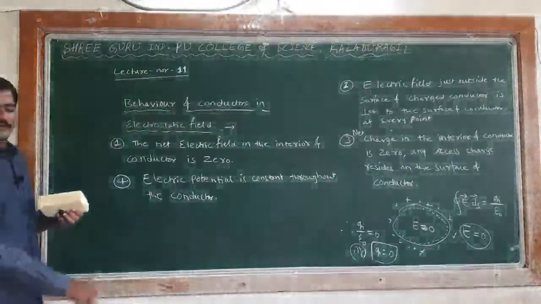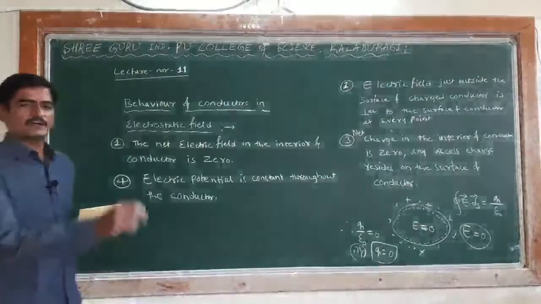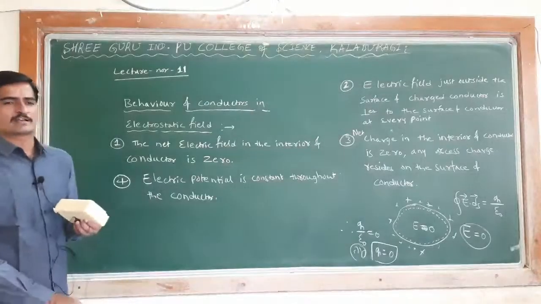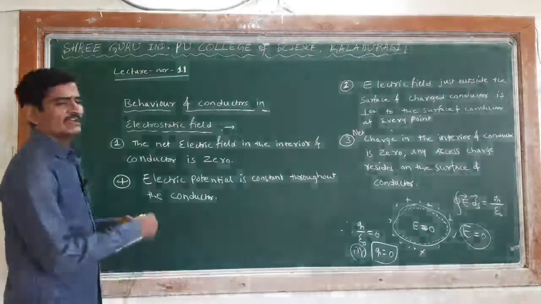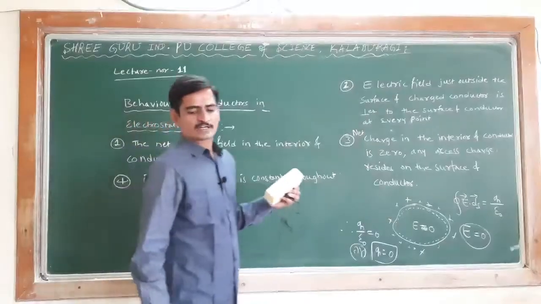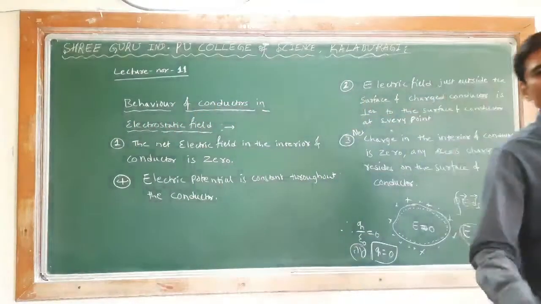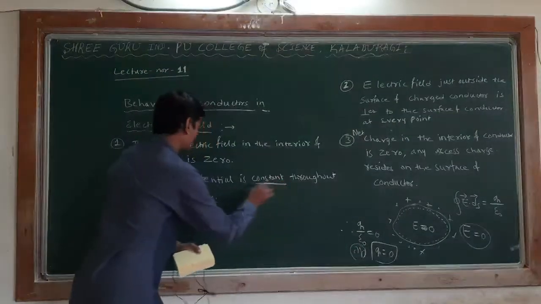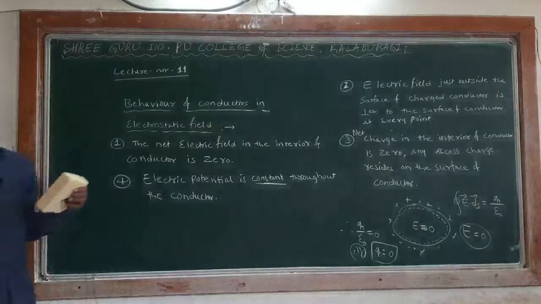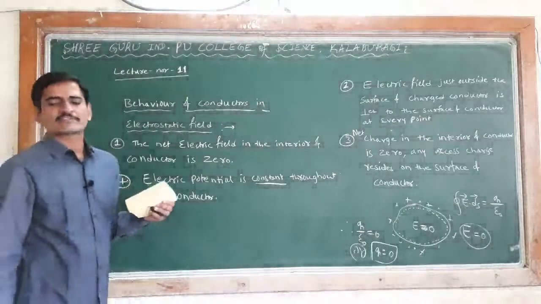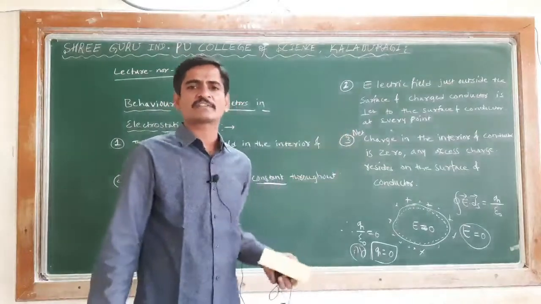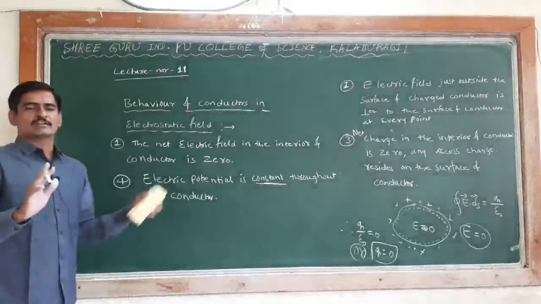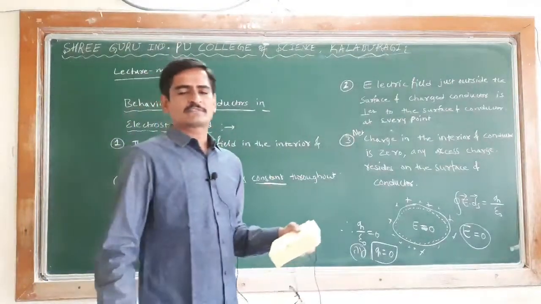Electric potential is constant throughout the conductor. So the electric potential inside the conductor as well as on the surface of the conductor will remain the same. That is, the electric potential in the interior of the conductor as well as on the surface will remain constant. Electric potential does not change throughout the conductor.